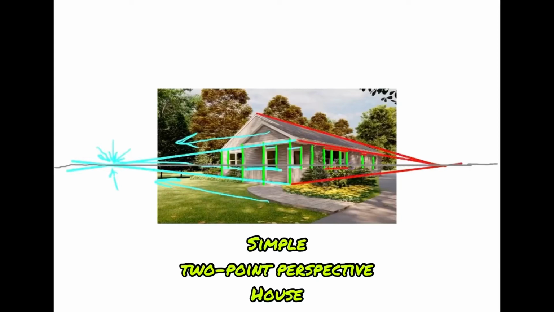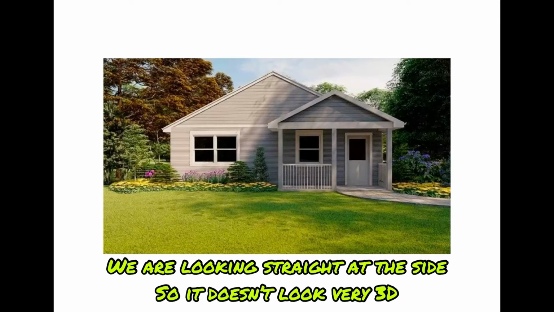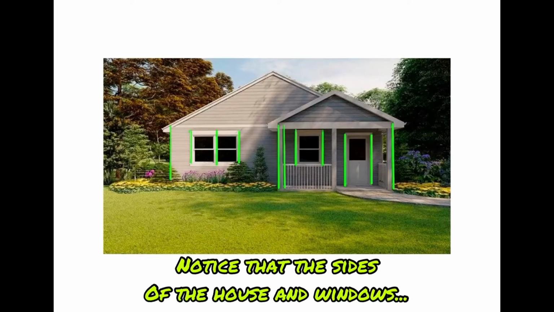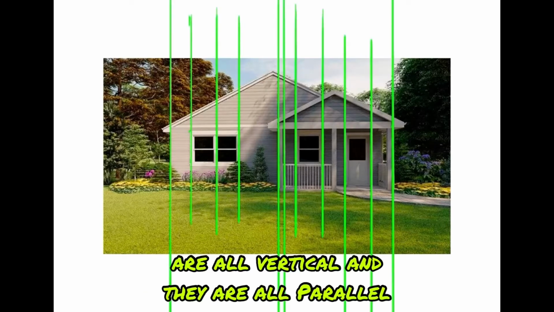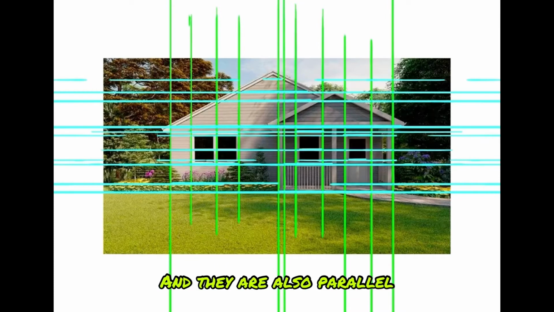Simple two-point perspective house. Here's the front of a house. We are looking straight at the side, so it doesn't look very 3D. Notice that the sides of the house and windows are all vertical and they're all parallel. All the tops and bottoms of the windows are horizontal, and they're also parallel.